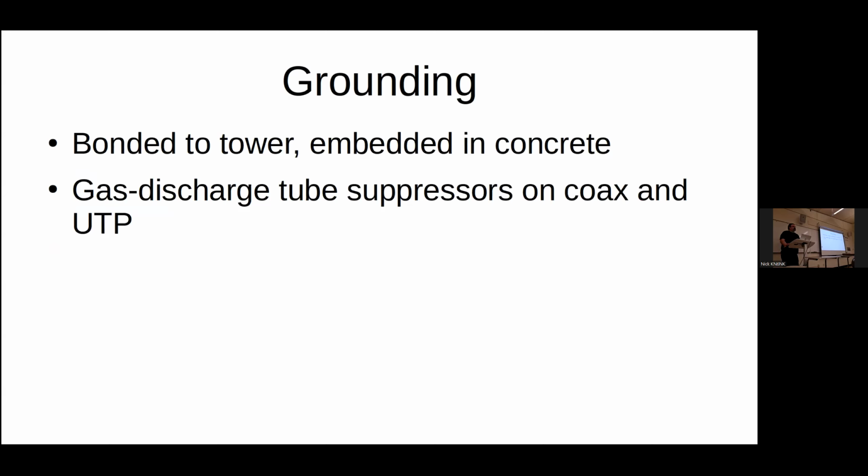So grounding is important when you have antennas out in a field somewhere. So I've got a gas discharge tube surge suppressors attached to all the coax, as well as all the unshielded twisted pair for network stuff. It's connected to a single ground bus inside the box that this is mounted in, and that in turn is bonded to the tower, which is then grounded through the mounting posts that are embedded in concrete deep into the ground.